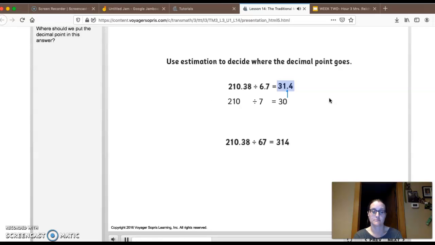Here's another problem. Where should we put the decimal point in this answer? If we round the numbers, we have the problem 210 divided by 70. The quotient is 3. Because the quotient is about 3, we put the decimal point after the 3.